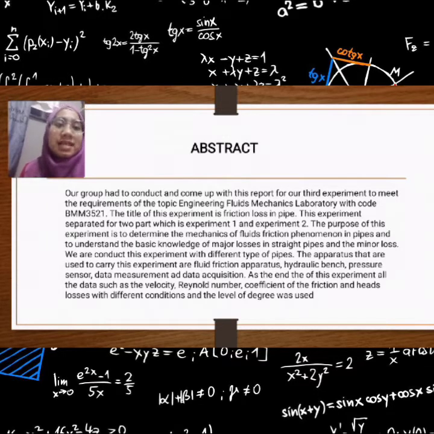The purpose of this experiment is to determine the mechanics of the fluid friction phenomenon in pipe and to understand the basic knowledge of the major loss in straight pipe and the minor loss. We conducted the experiment with different types of pipe. The apparatus that we used to carry out the experiment are the fluid friction apparatus, hydraulic bench, pressure sensor, data measurement, and data acquisition. At the end of this experiment, all the data such as the velocity, Reynolds number, coefficient of friction, and head loss with different conditions and levels of degree were used.